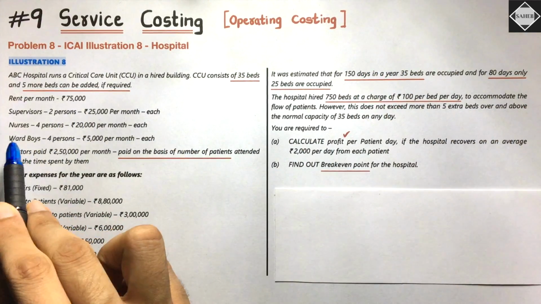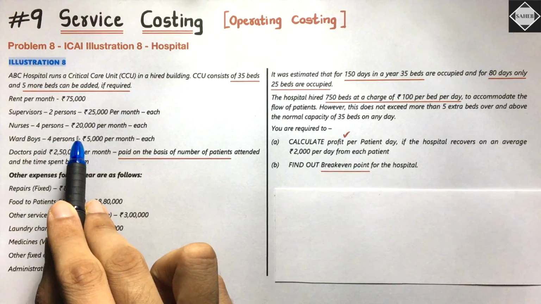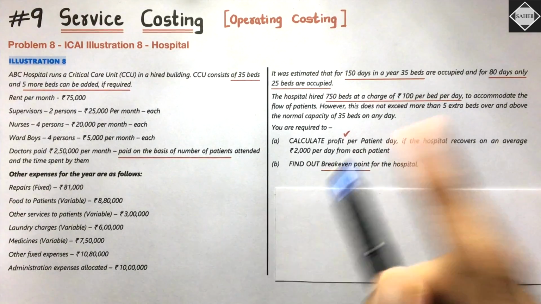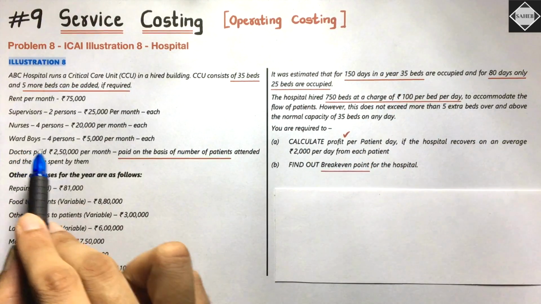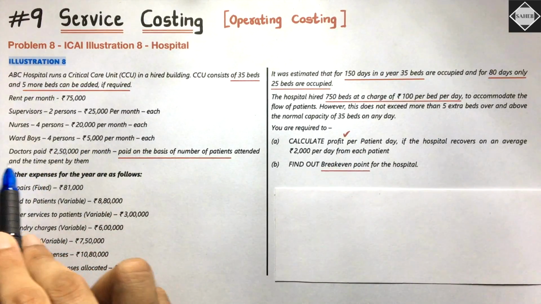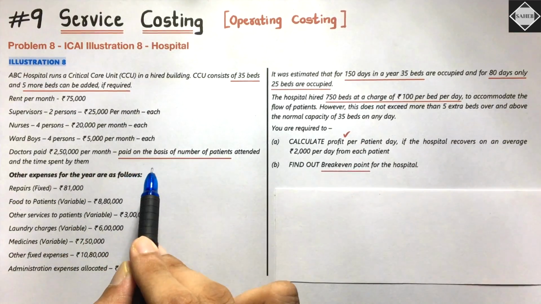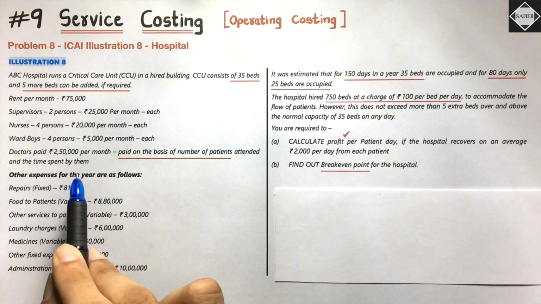Is it clear? Okay. The same case with the nurses also. See here, nurses 4 are there, 20,000 per month each. So 20,000 into 4 into 12. Okay, fine. Ward boys 4 persons, 5,000 per month each. The same case. Doctors paid 2,50,000 per month. All right. Paid on the basis of number of patients attended and the time spent by them.